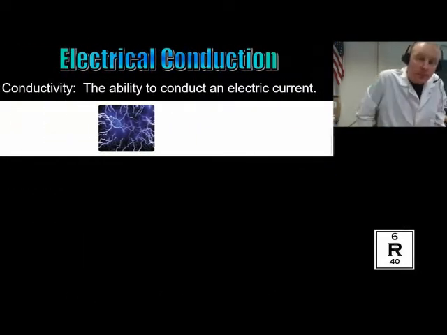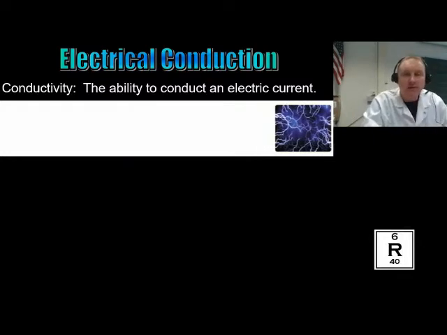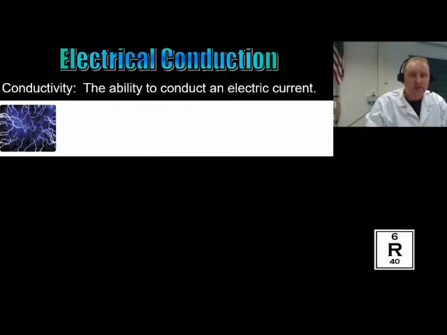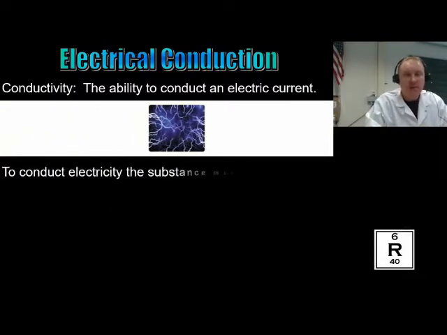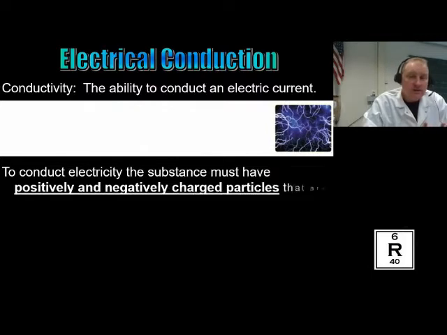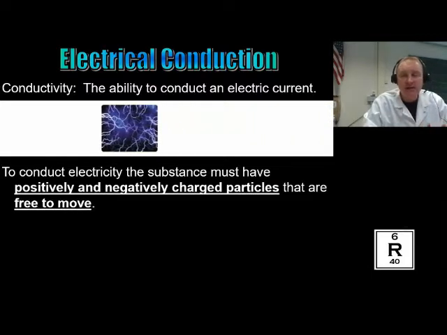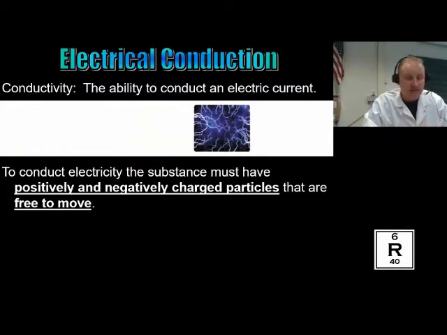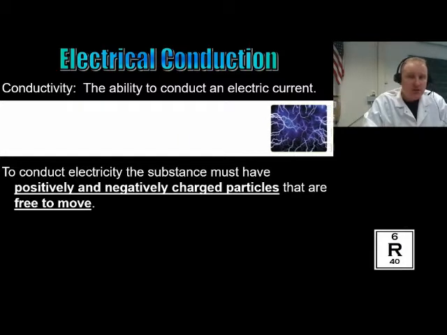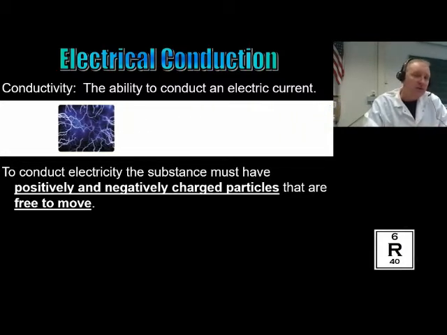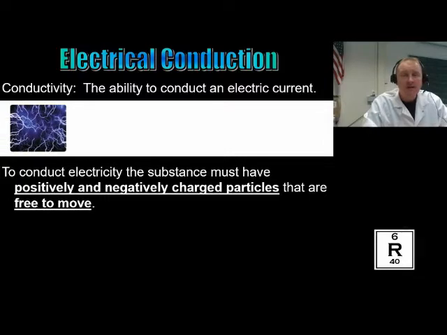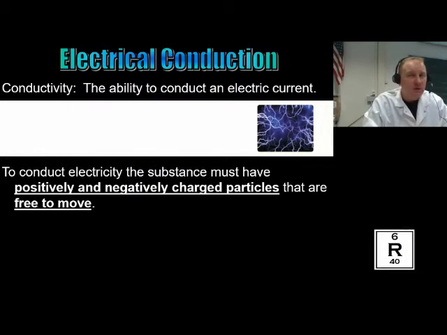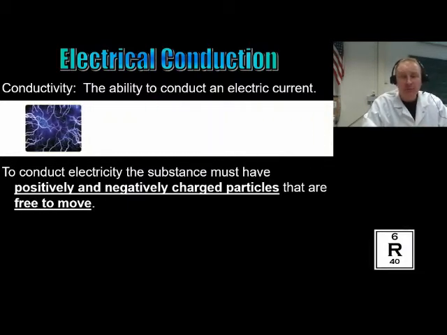Okay, so first thing we're going to talk about is electrical conductivity. Conductivity is the ability to conduct an electrical current, to conduct electricity. In order to conduct electricity, you have to have positive and negatively charged particles, and they have to be free to move. If they're not free to move, you can't conduct electricity. And water itself isn't charged. It has a partially positive and a partially negative side to it, but overall it's not positive or negative. So therefore, water itself is actually a very poor conductor of electricity, contrary to popular belief.